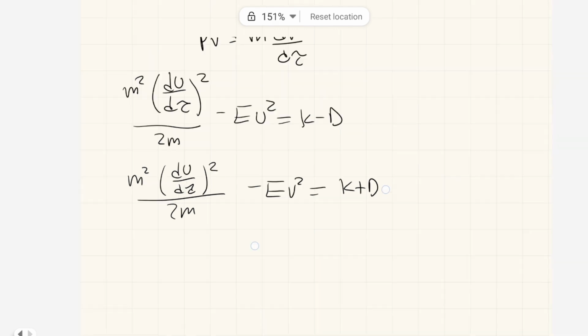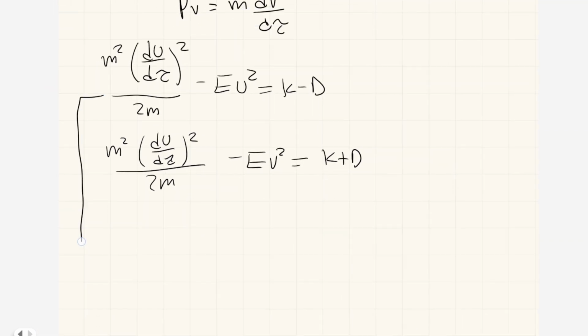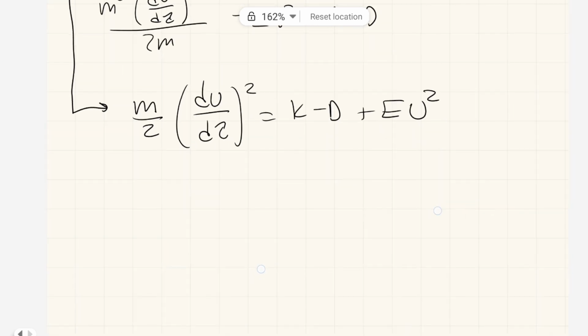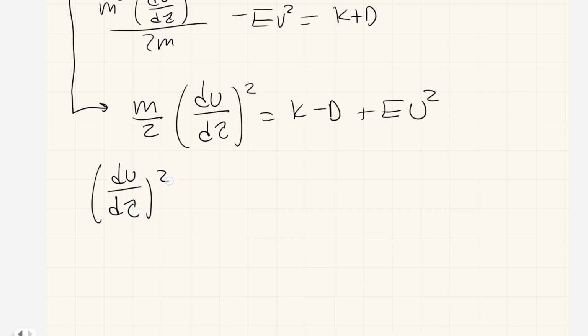Okay, so with this, for example, let's take the first equation. We are going to get that m divided by 2, the derivative of u with respect to tau squared, is equal to, let's say, k minus d plus eu squared. So this should not be a very hard differential equation to solve. Maybe if we take this derivative of u with respect to tau squared, we equal this to 2 divided by m times k minus d plus eu squared.